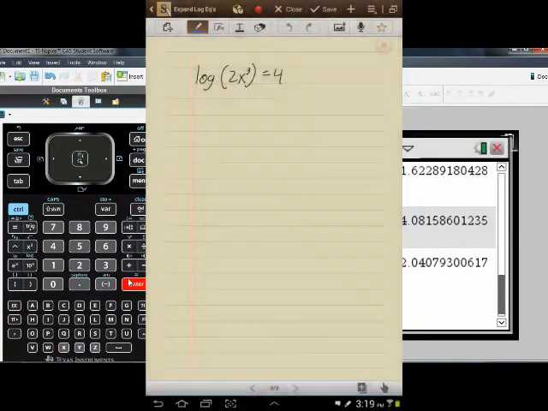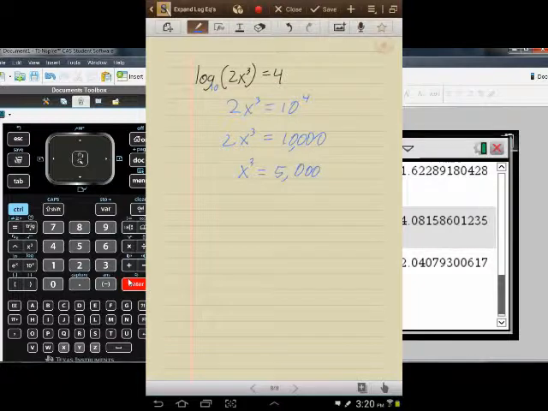Okay, it looks like I have one more example. Log of 2x cubed equals 4. It's a common log, base 10. So 2x to the third equals 10 to the fourth. So 2x cubed equals 10,000. First thing we have to do is get rid of that 2. So we divide everything by 2, and that gives us 5,000.